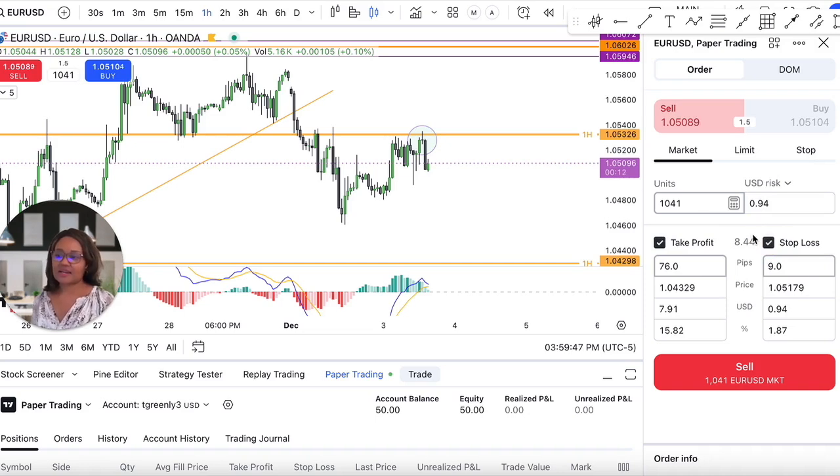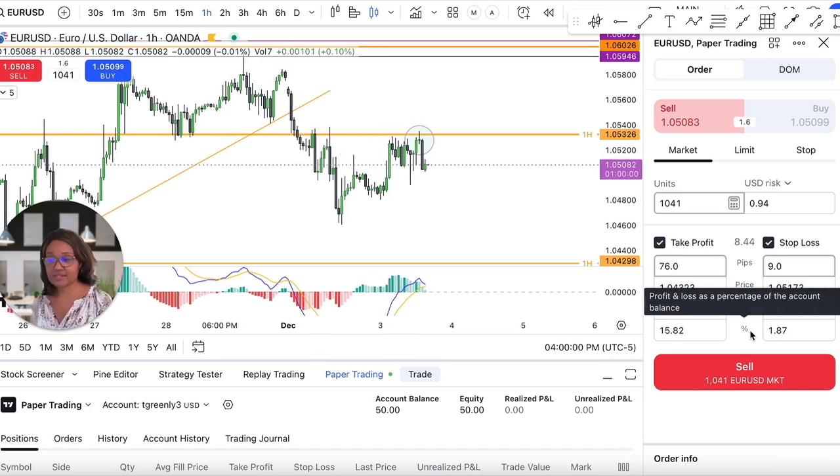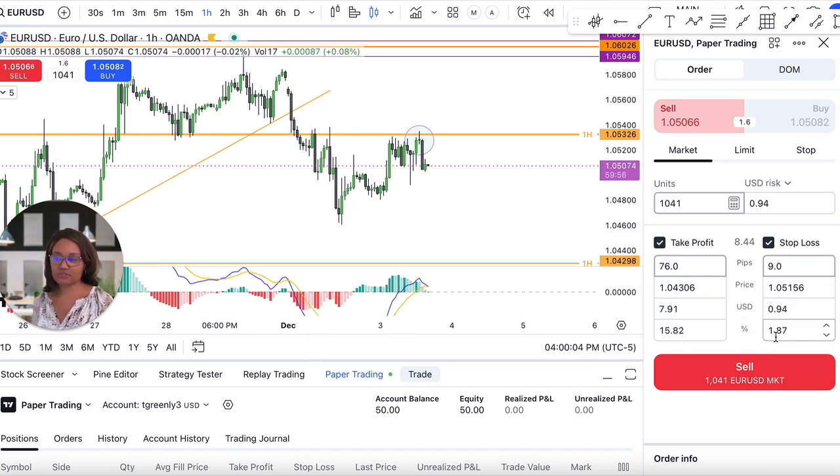And I know that it's a good idea to only risk 1 to 2% of my account. So you can see that this is the profit and loss as a percentage of our account balance. And so I would make sure that that is only 1 or 2. And right now it says 1.87. So I'm okay with that.